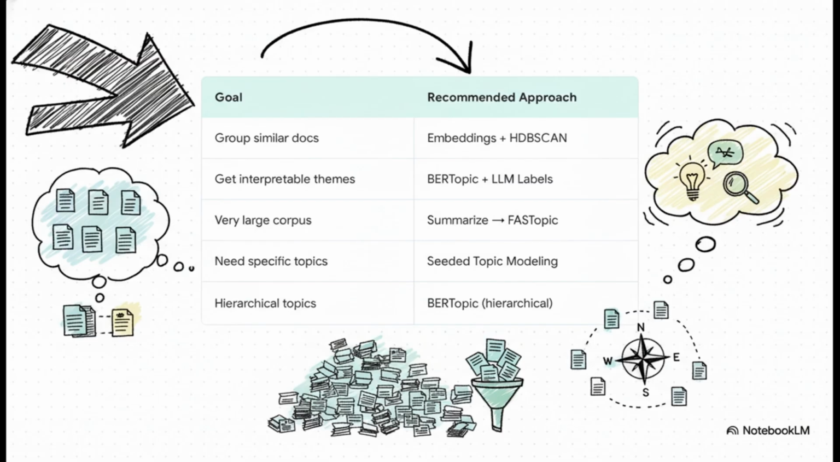And what if you already know what you're looking for? You can use what's called a seeded approach, where you give the model some example keywords to help it find topics like customer complaints or positive feedback. And finally, for those really short texts like tweets or reviews, sometimes a simpler clustering algorithm like GMM actually works a little better with the embeddings.